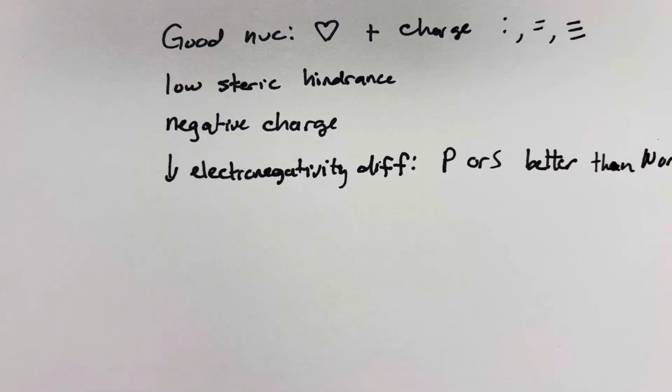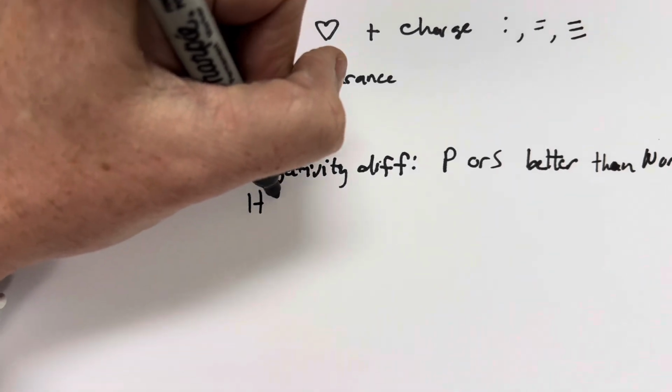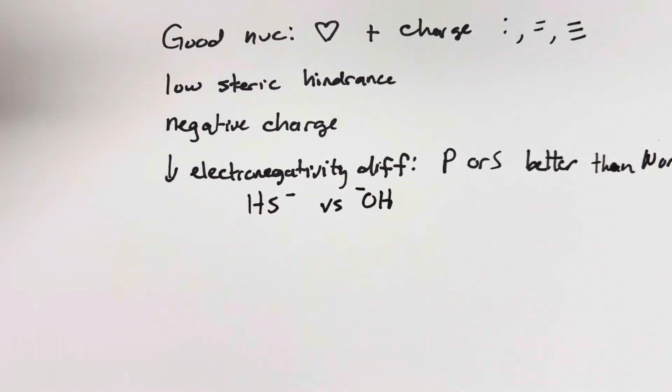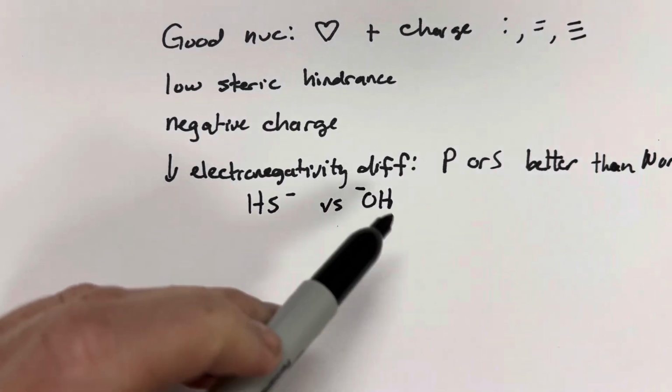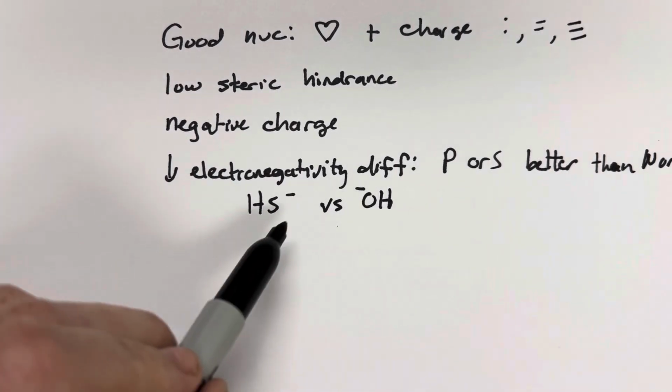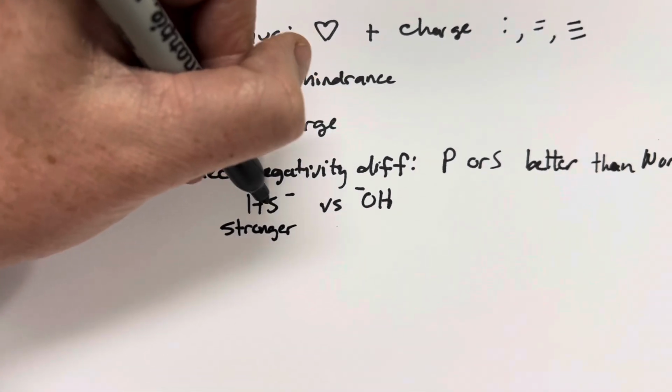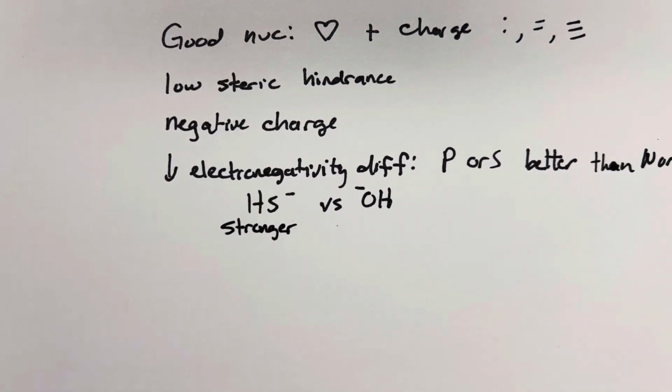Another example of this might be if you have an HS negative versus an OH negative. Generally, we use OH negative as a nucleophile because it's a fine nucleophile. It does its job, but HS negative would be a much better nucleophile, again because S is less electronegative.